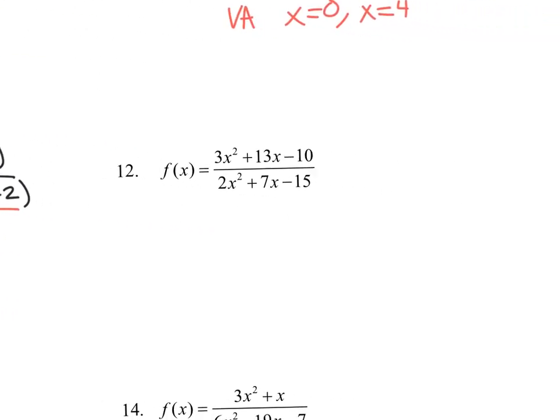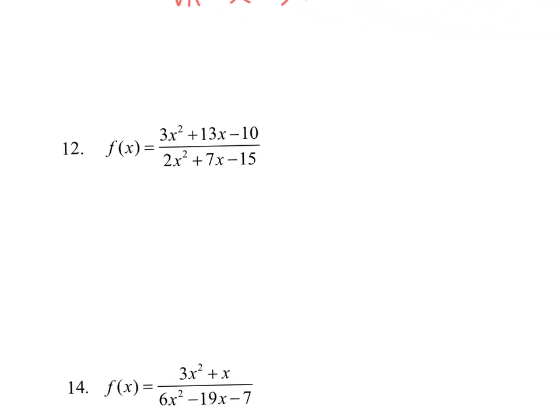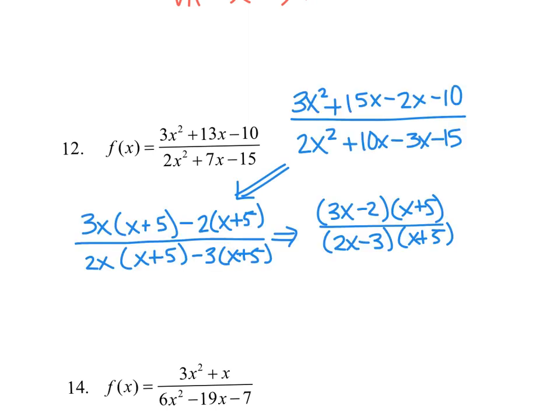Number 12, you're going to want to factor out the top. I'm going to do the grouping method. You can factor it however you want, but I used factors of 3 times negative 10 that add up to 13, which are 15 and negative 2, and then I factored by grouping. So now this is my rational expression, and I can see the discontinuities better.